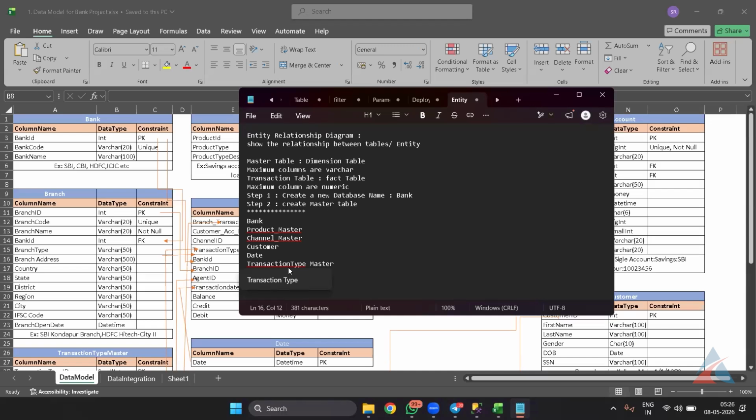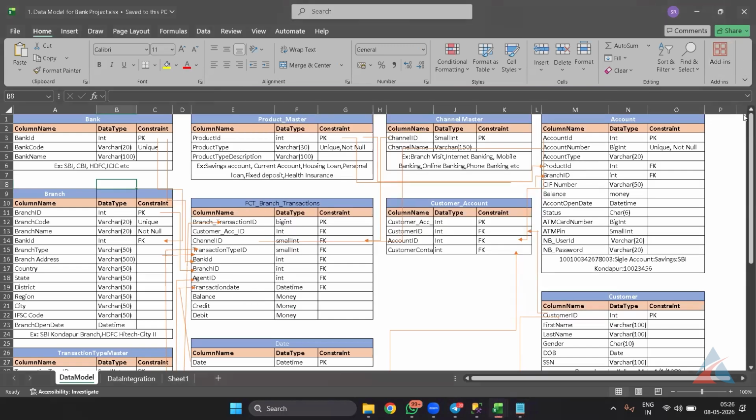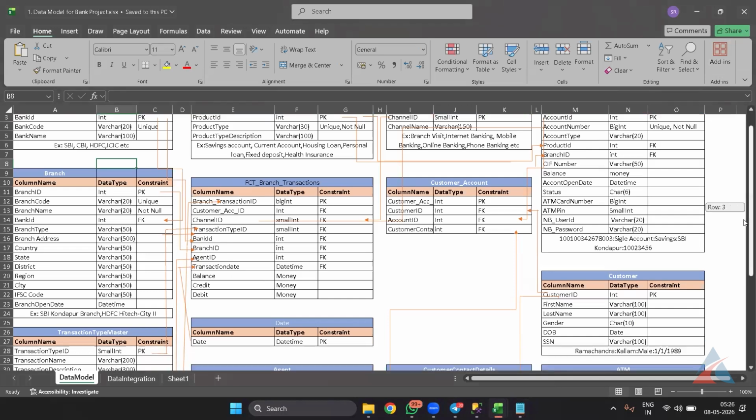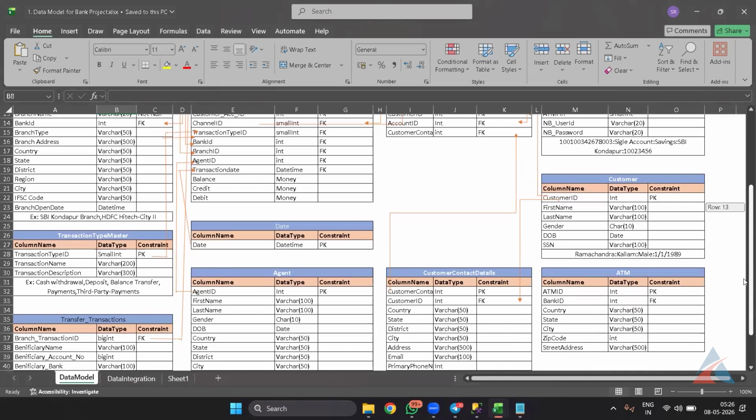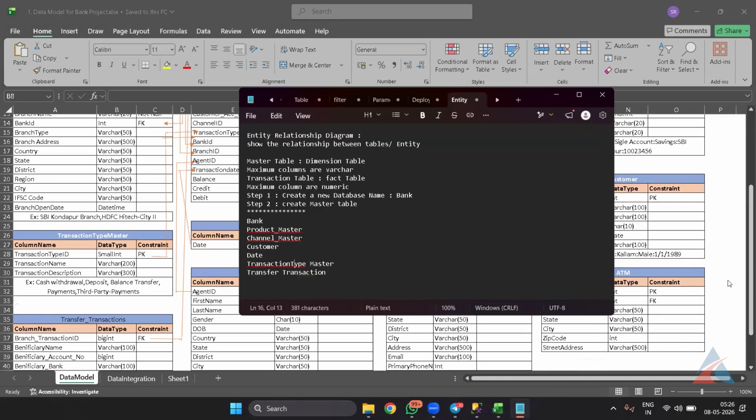Raman sir, can you move your cursor? Is there anything after transaction type master? No, for transaction we don't need to type master. Yes, it's a master table here. Can you remove your cursor? I think there is one more, right, after that? No. Can you go back to your notes? Okay, transfer transaction. Okay, that's fine.